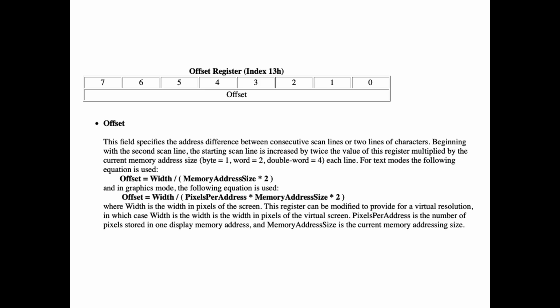And this has to be multiplied by 2 again, as the formula at the bottom says: offset equals width divided by pixels per address times memory address size times 2. Pixels per address is 1 because we're using 8 bits per pixel, and the memory address size is 4, and that gives us 8. So 320 divided by 8 is 40. If we want to have a 640 pixel wide virtual screen, we will put in the number 80. This gives us a 640 by 400 virtual screen that we can scroll on.